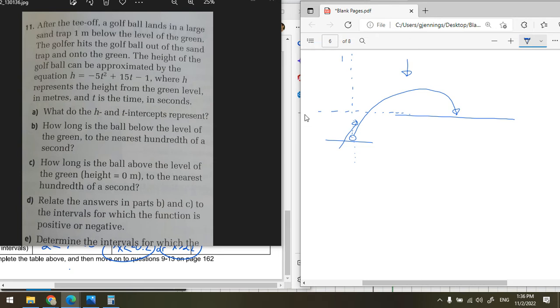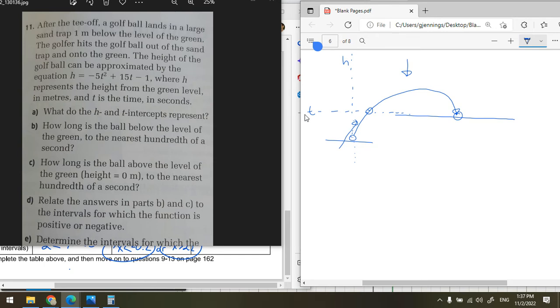So this is our h-axis, and this is our t-axis. So when we are at the h-intercept, that's down here, that means time is 0. That's the initial position. The t-intercepts represent the points at which the golf ball is at the green level. That's when it's at the height of the green. So there's going to be one, and there's going to be another where it lands on the green. There's one where it passes the height of the green, and then it comes back down to the height of the green. So those are two different times.